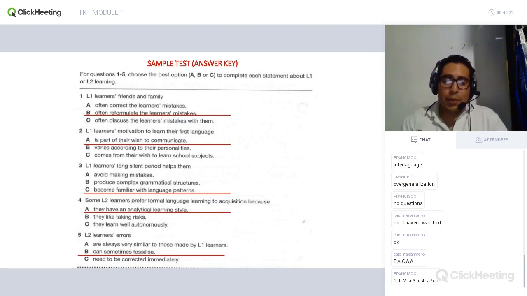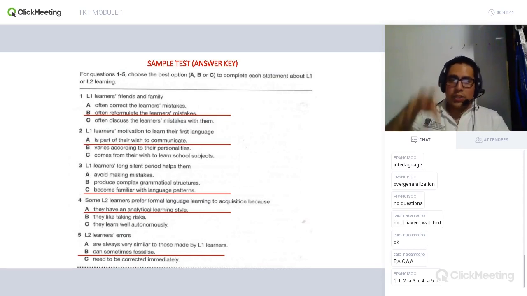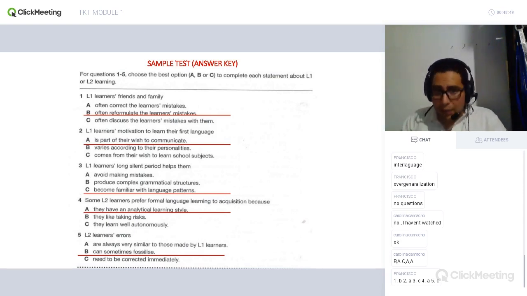Why? Because I remember, maybe you didn't attend, Caroline, but Francisco, we were talking about fossilization. We were talking that this occurs only in L2 language. Well, not only in L2, but it's more common to see it in L2, in which maybe you make an error that can go from primary to secondary, then to high school, then to university, and it can last for a long, long time or even forever.